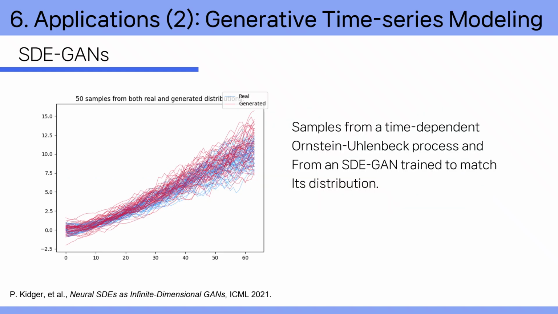Here's a simple experiment where we train an SDE-GAN to match the distribution of samples from the Ornstein-Uhlenbeck process. This process has both non-trivial drift and diffusion components, and as you can see, the SDE-GAN does a great job recovering the true distribution.